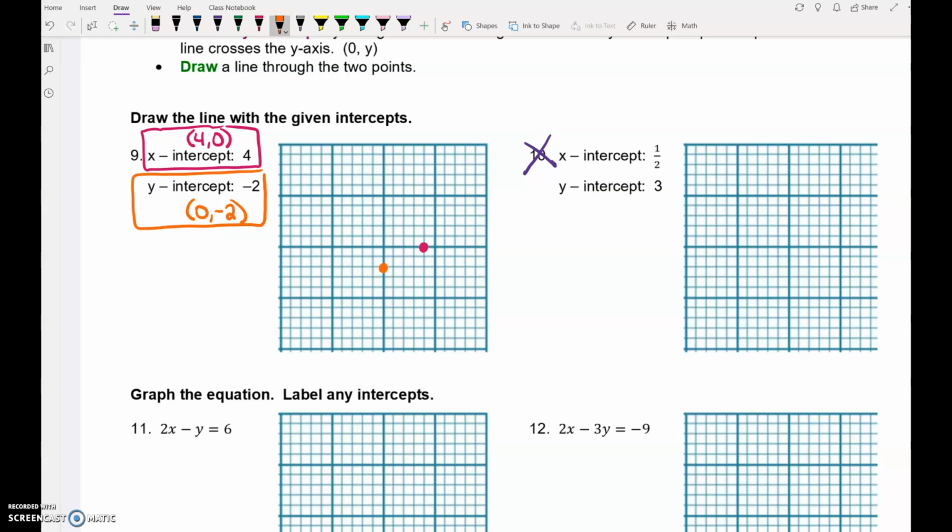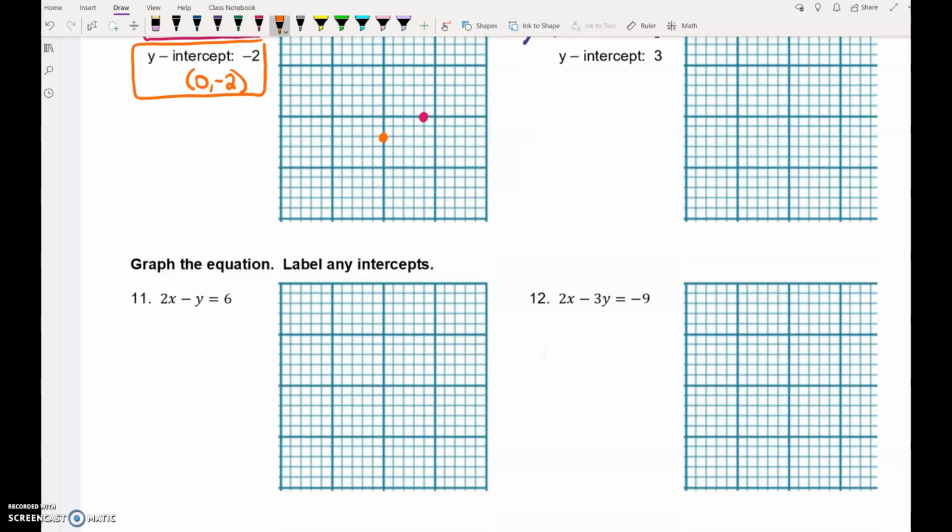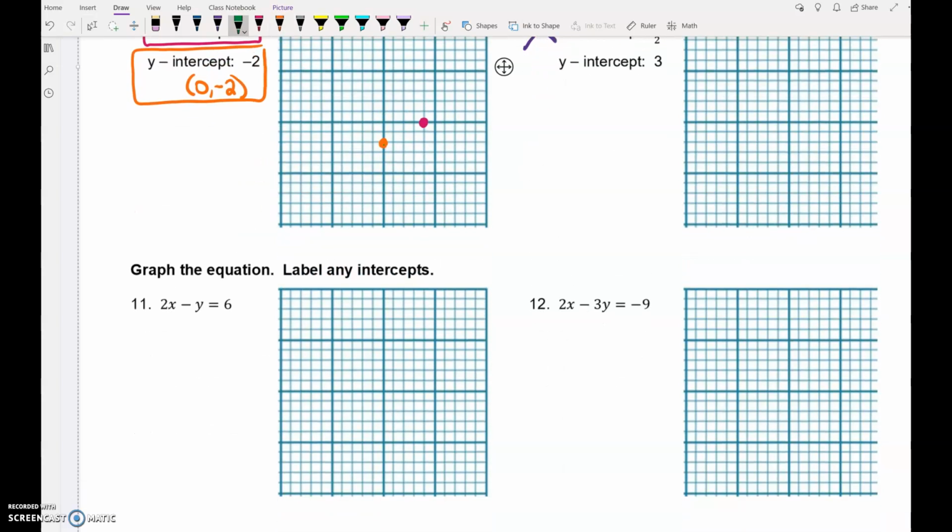I want you to notice where the zeros are. For the x-intercept, the 0 is in the y-coordinate. For the y-intercept, the 0 is in the x-coordinate. I want you to notice that the 0 is in the other letter. That's going to help us with number 11. What would we need to do to finish this off? We'd need to draw the line through those 2 points.